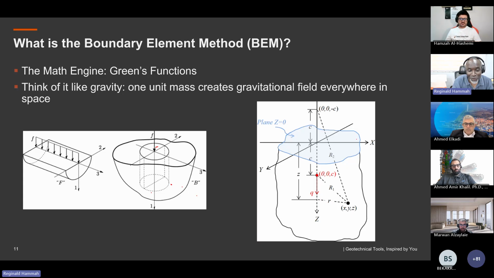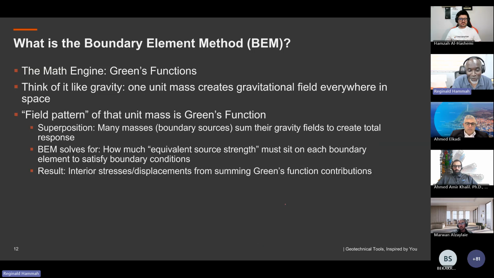There are different solutions. This is the Mindlin solution. So you have an elastic half space. You apply a point load somewhere in the medium. It will allow you to calculate stresses and displacement at any point within the medium. So that's what the boundary element method is built on: these fundamental solutions that you have to integrate and superimpose.